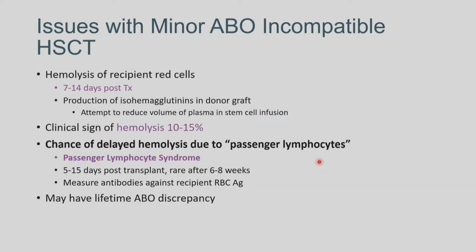So coming to the minor ABO incompatibility issues, the hemolysis of the recipient red cells happens in the first or second week post-transplant. The cause is actually the production of antibodies by the donor graft. You can reduce this issue by reducing the plasma volume in the stem cell bag. The clinical sign is definitely hemolysis, which is seen in 10 to 50% of patients. And the chance of delayed hemolysis due to passenger lymphocytes is, as in the first slide, in 5 to 15 days post transplant, rarely after 6 weeks. So by measuring antibodies against the recipient RBC antigens, you can diagnose it.